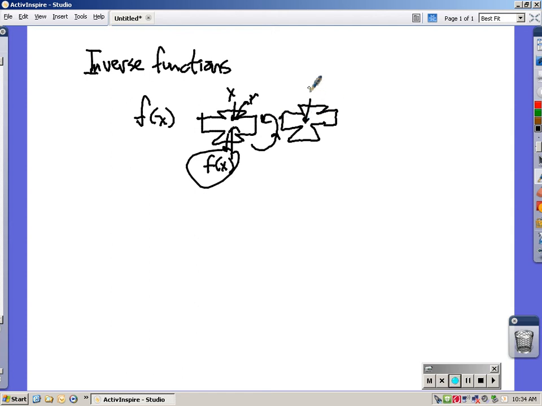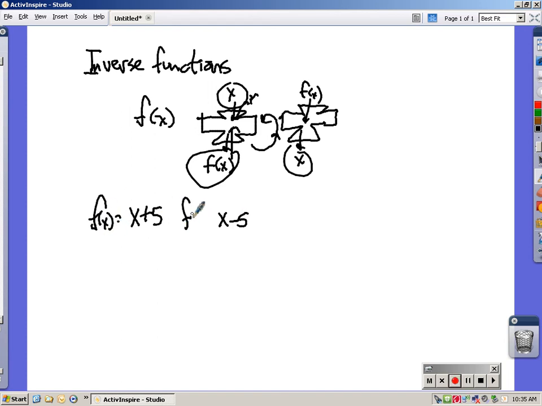So if you plug in f of x, out is going to pop x. Whatever you put in here is going to be the output. If you put that output in here, the new output is going to be what the original input was. They undo each other. Examples like x plus 5 and x minus 5. If I have a function f of x is x plus 5, its inverse, the thing that undoes that, and this is how we write it, is going to be x minus 5.